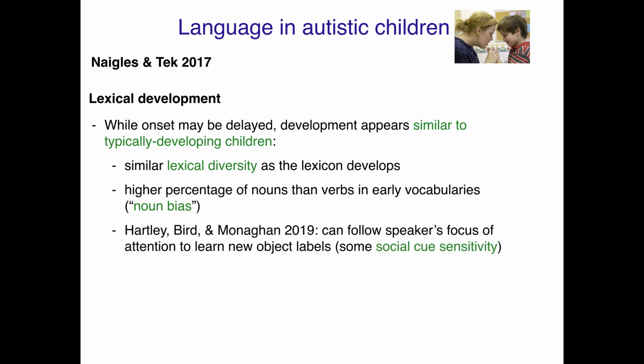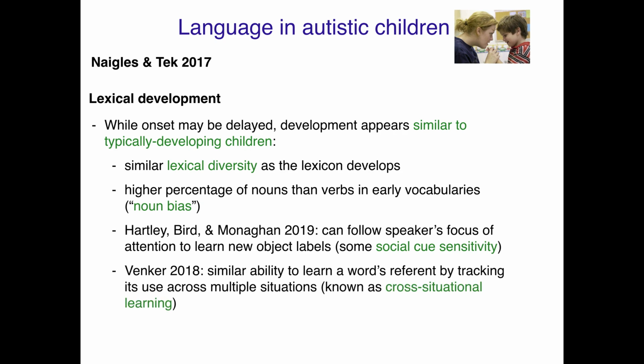A recent study from 2019 found that there is actually some sensitivity in autistic children to social cues, like following a speaker's focus of attention, where they're looking or pointing, in order to learn the labels of novel objects, which is something that typically developing children do.